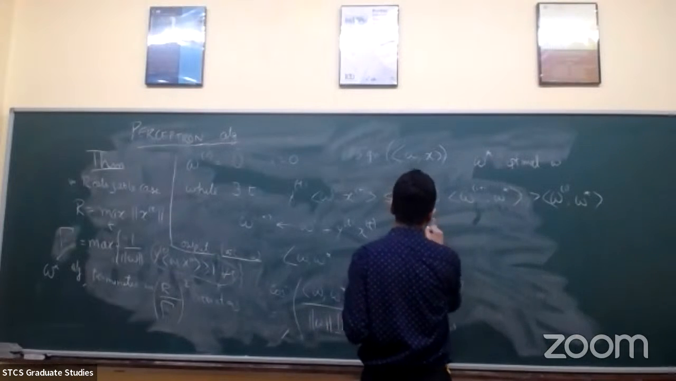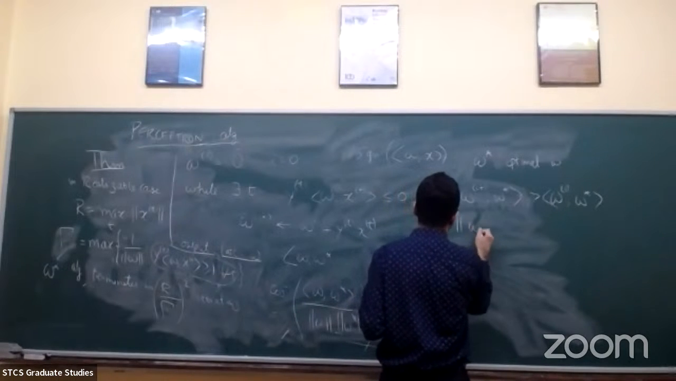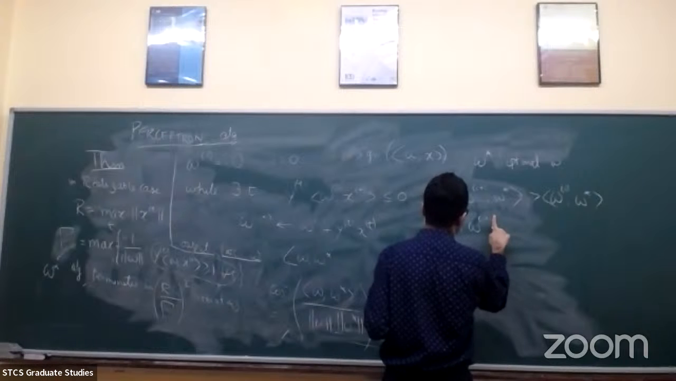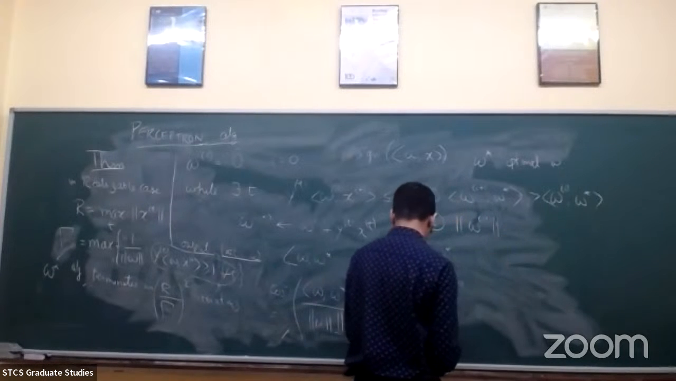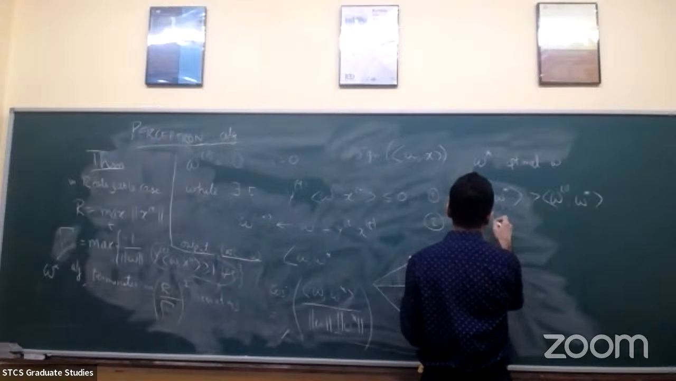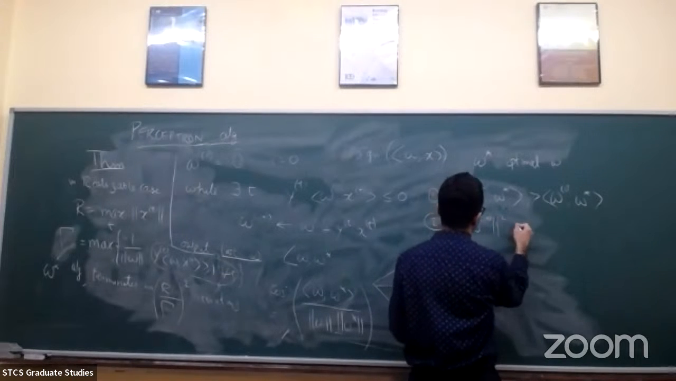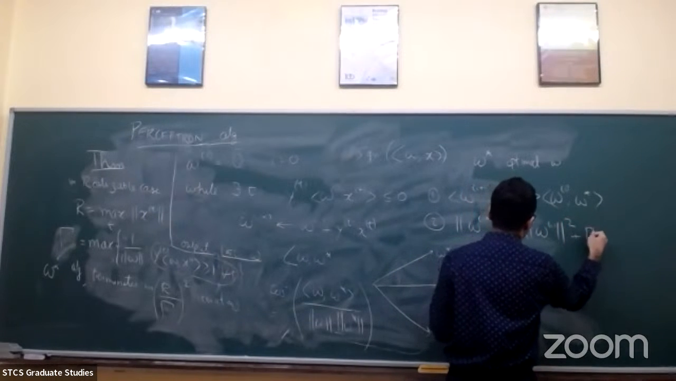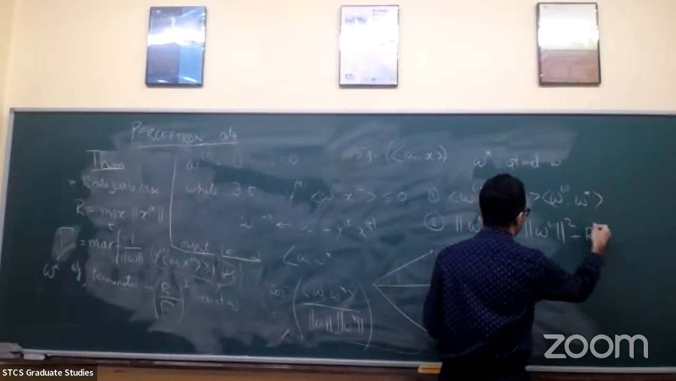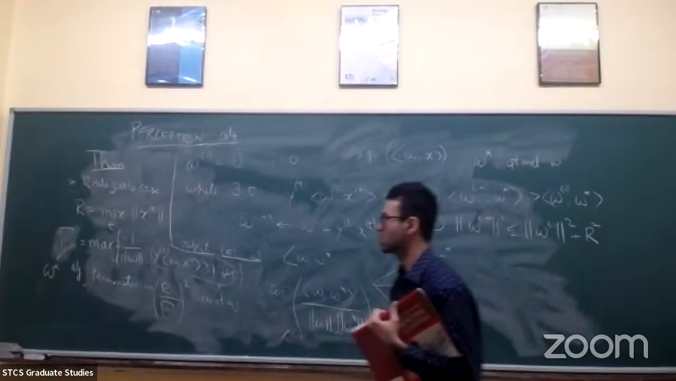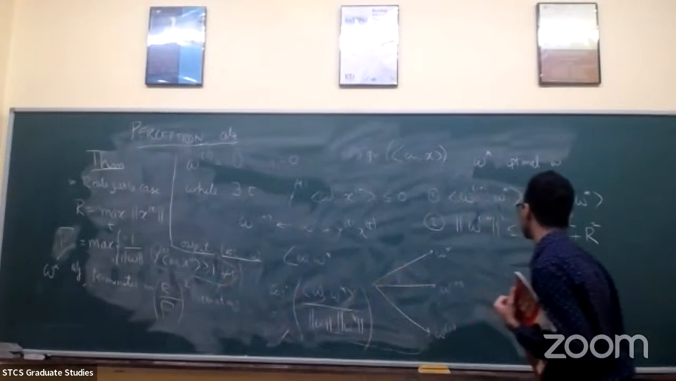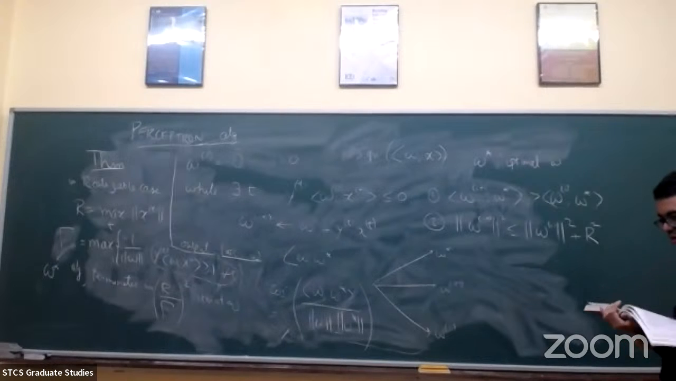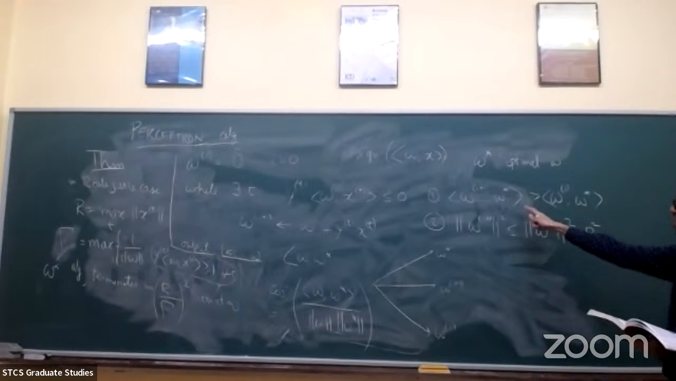So, second thing is, now the norm of W plus 1 squared is at most the norm of W squared plus R squared, where R was the maximum norm over all data points. Now let's see. Okay, so you will get that. And by how much will this increase? This will increase by how much, right?